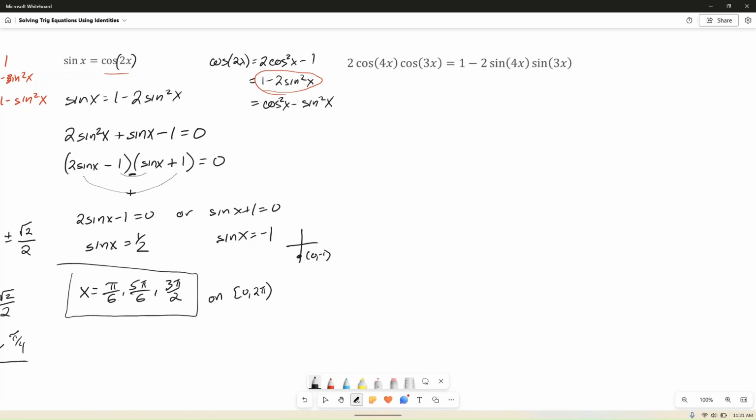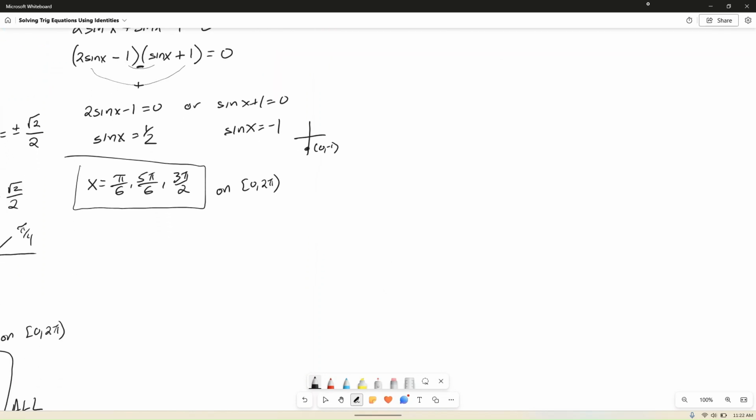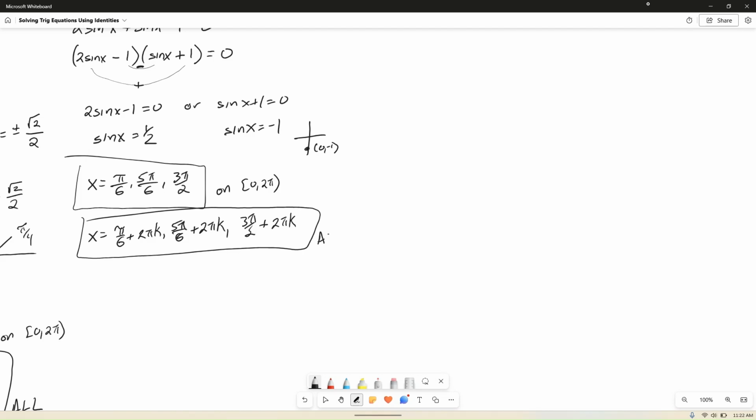If we wanted to express them as the infinitely many solutions, we just take each of those and we add a 2 pi k. So x would be pi over 6 plus 2 pi k, 5 pi over 6 plus 2 pi k, and then 3 pi over 2 plus 2 pi k. Okay, so that's how we can express the infinitely many solutions.